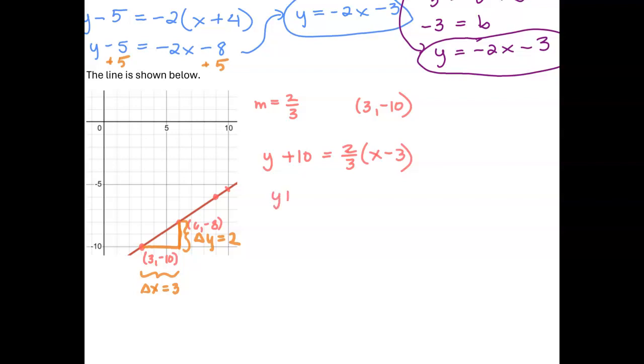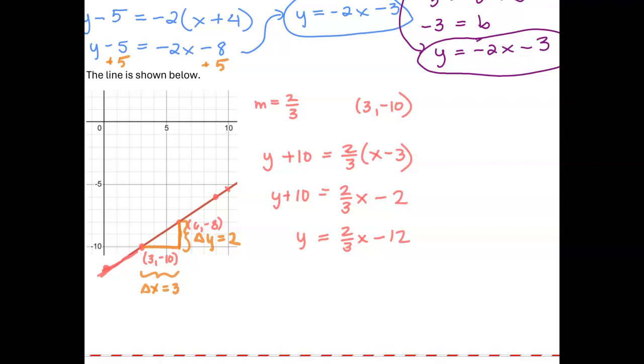So I'm going to say y plus 10 equals 2/3 x minus 2/3 times 3, which is just 2. And then we'd need to subtract 10 from both sides. So minus 2 minus 10 is negative 12, which does seem quite reasonable. If we followed our slope back, we would go down another 2 to go right 3. So that looks perfect with what I'm seeing on the graph. Okay, so given either a point and a slope or 2 points, you should be able to find the equation for a line.